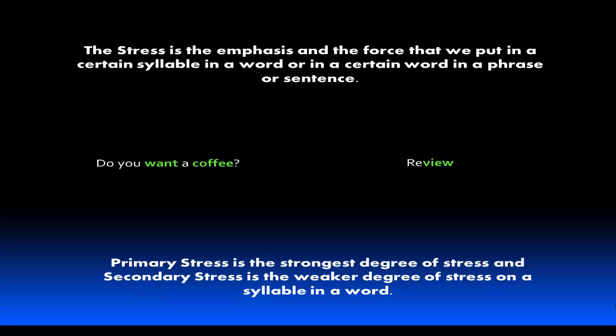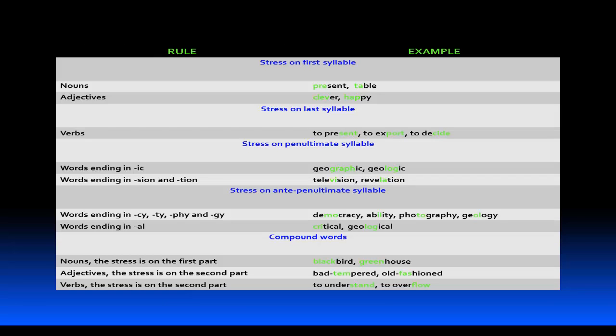Do you want a coffee? So, primary stress is the strongest degree of stress, and the secondary stress is the weaker degree of stress on a syllable in a word. It is important to know that there are two basic rules about stress. First, one word, one stress. And second, we can only stress vowels but not consonants.